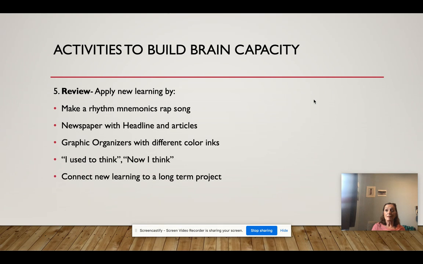Maybe review it with a project where they've made a newspaper with different articles about their learning. They could have a graphic organizer that describes their topic, using different inks for the new learning they have each time. They could do things like, I used to think, but now I think. And that could be something that they can either write about or talk about, but have it use those critical thinking skills, because I used to think because, now I think because.